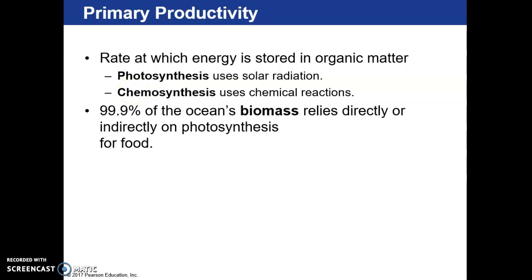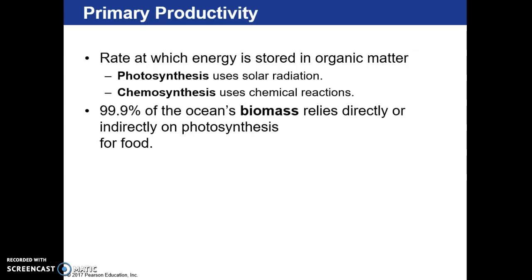So primary productivity has to do with anything that photosynthesizes food or chemosynthesizes food. So remember, photosynthesis is using sunlight to make food. Chemosynthesis is using chemicals to make food. So we have photosynthesis that occurs up in the upper portion of the ocean in the euphotic zone. And then our chemosynthetic organisms are ones that live down by hydrothermal vents. Obviously, there's no sunlight down there, and so they use the chemicals coming out of the hydrothermal vents to make their food instead. And this represents about 99.9% of the ocean's biomass.